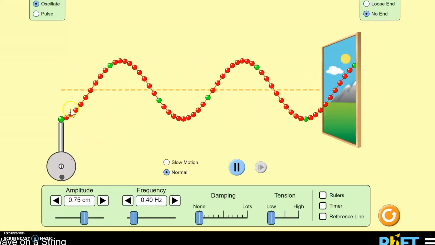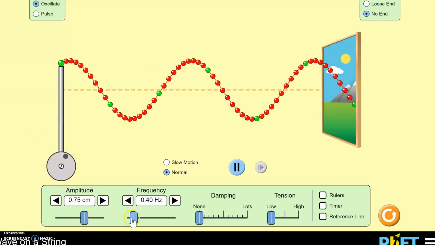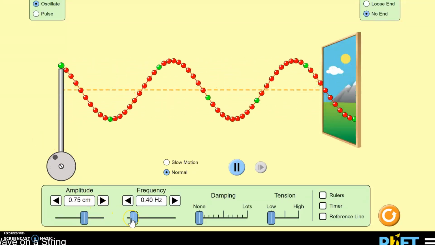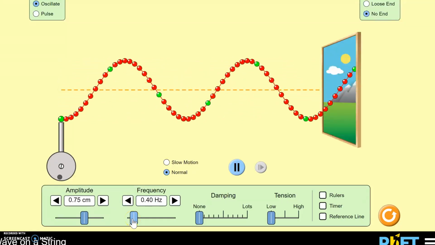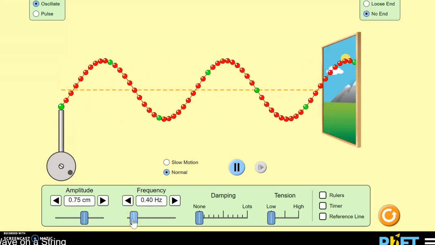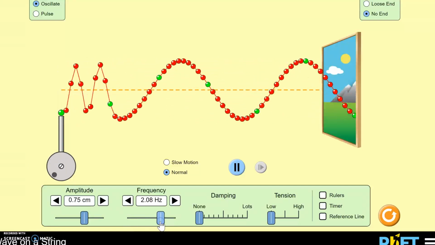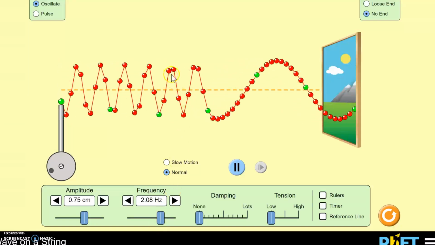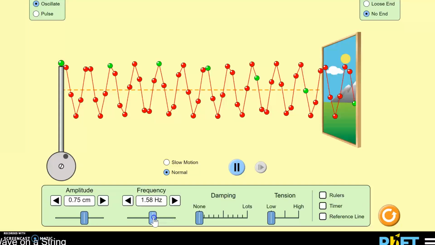Here I've got some waves traveling on the string. I'm going to increase the frequency, and the question for you is, does that increase the speed? When I increase the frequency, do the waves travel faster? Clearly not. These crests go just as fast as the big crest.